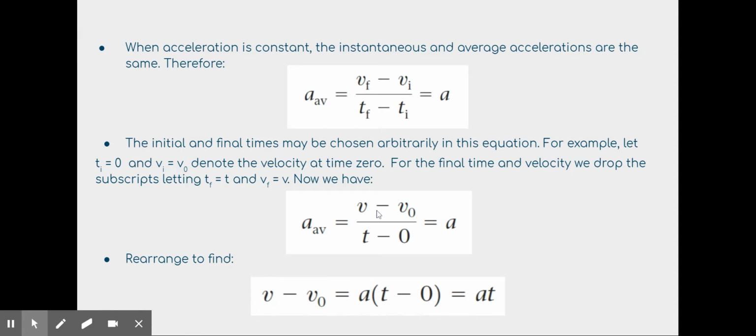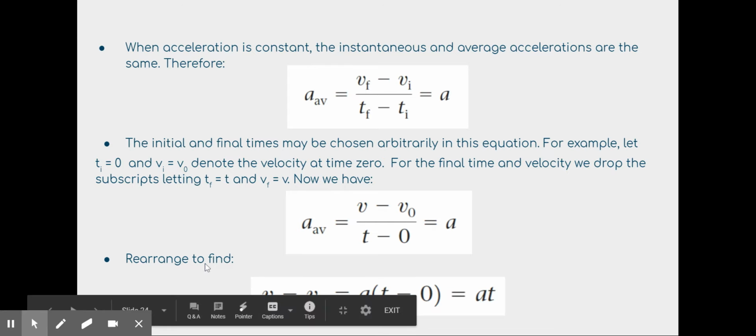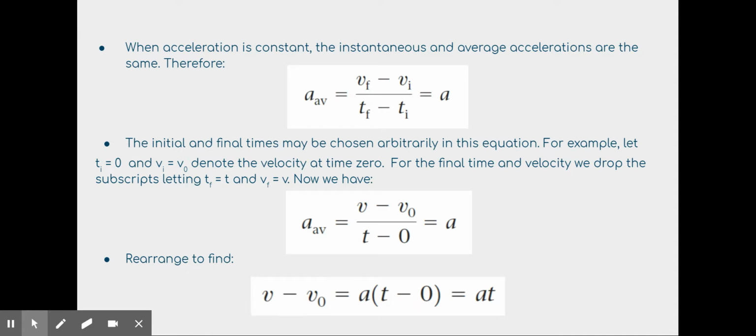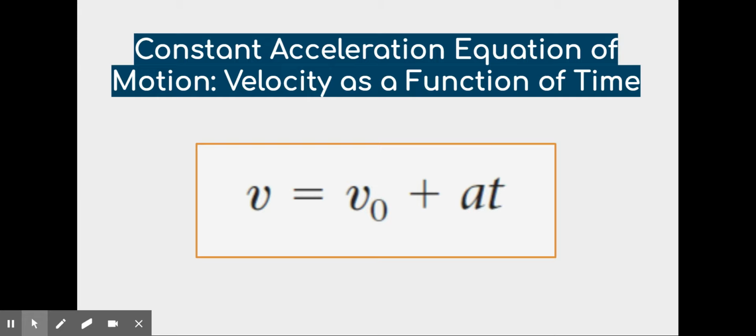And we're going to do something similar for our velocities. So our final velocity will just be some velocity. So we're just going to call that V. And our initial velocity, we're going to replace that with V naught, which is a way that we represent initial velocity. When we rearrange this, we find that V minus V naught is equal to A multiplied by T minus 0, which would just go down to AT. So V minus V naught equals AT. And that gives us our first equation of motion. V equals V naught plus AT.